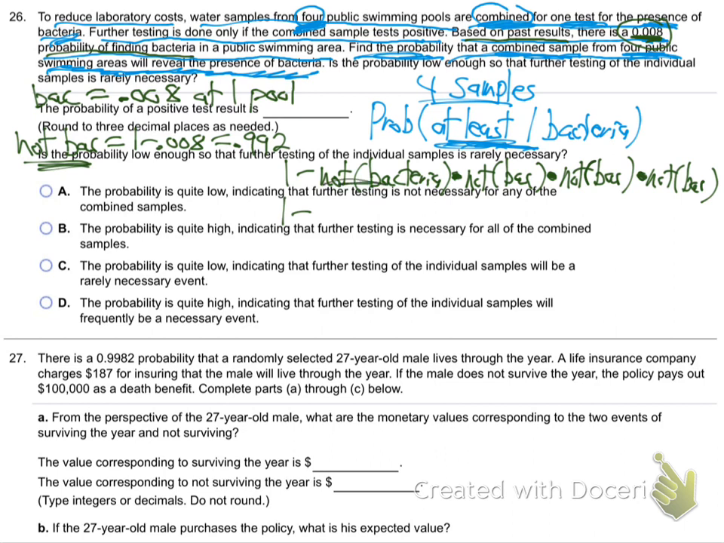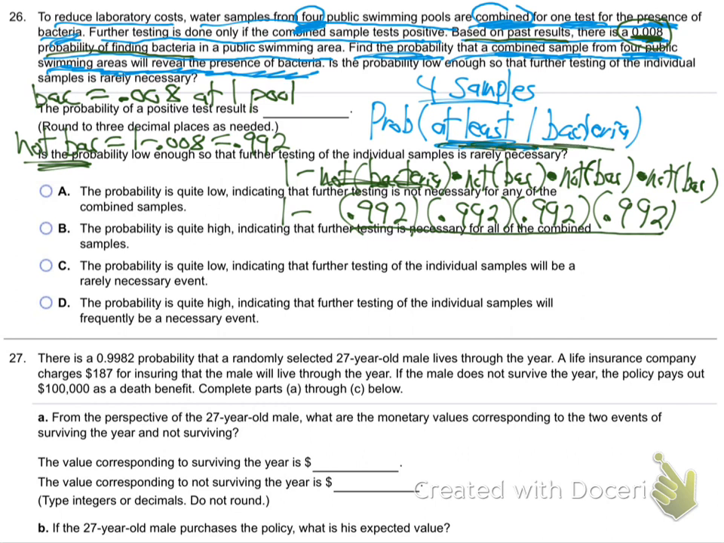So then that's what we need here. Not bacteria, 0.992, times not bacteria at the second pool, times not bacteria at the third pool, times not bacteria at the fourth pool. Those 4 multiplied together are the chance of not finding bacteria at all 4 pools, which would be no bacteria at all, but we want the opposite. We want at least 1 bacteria, so that's why we take 1 minus all that.